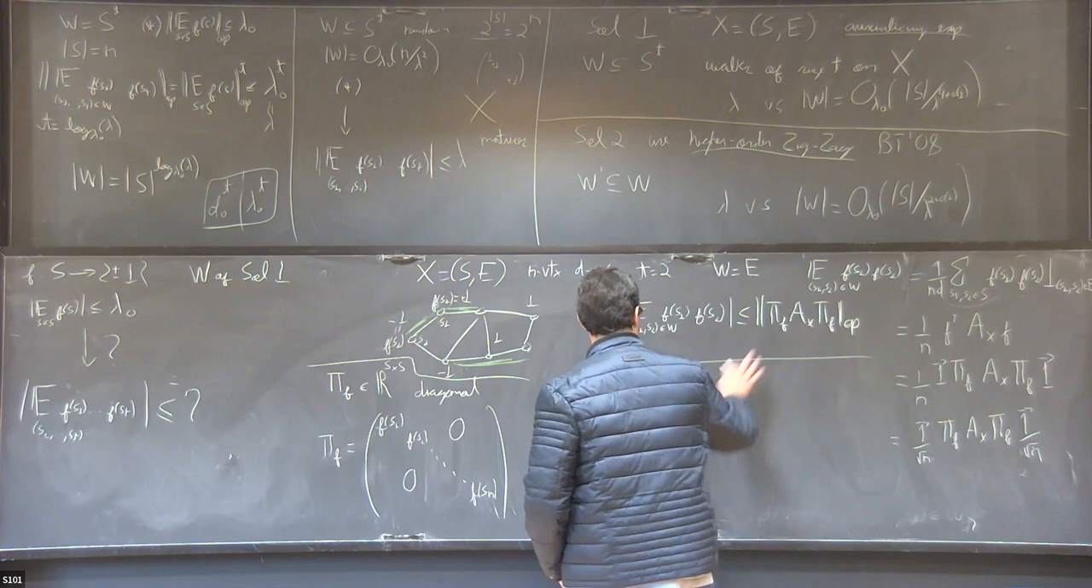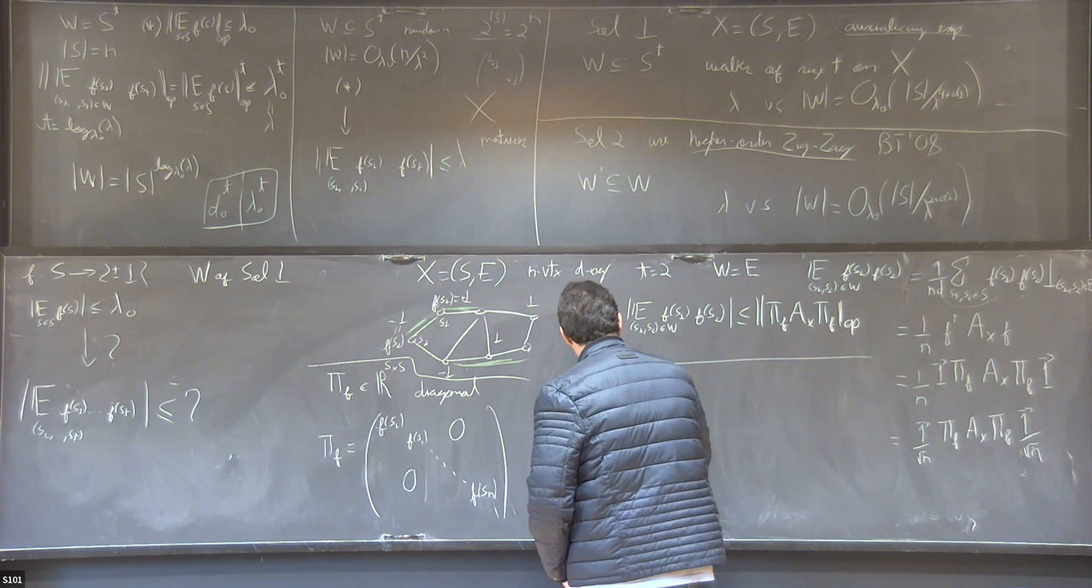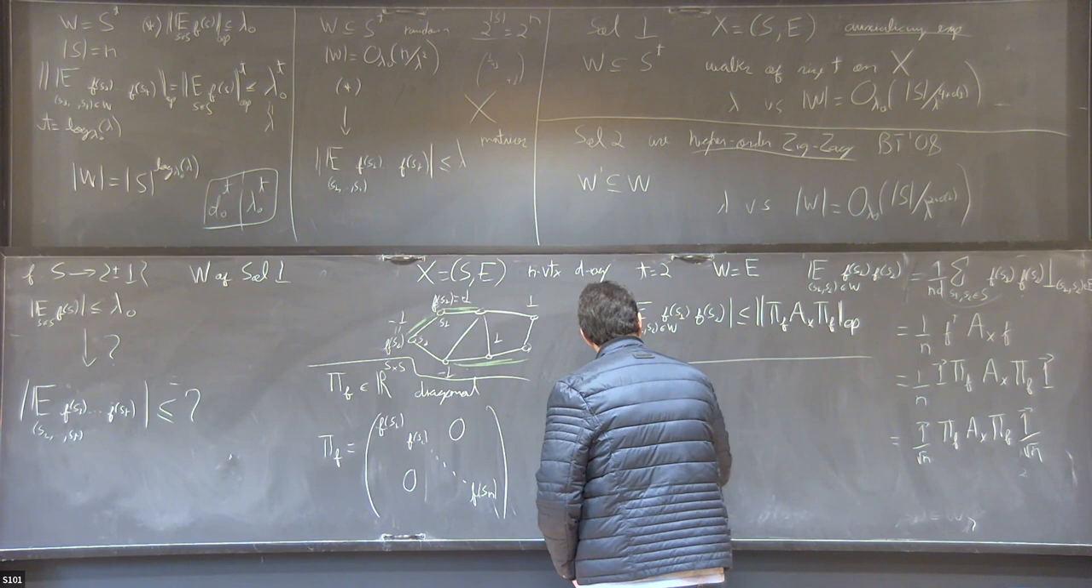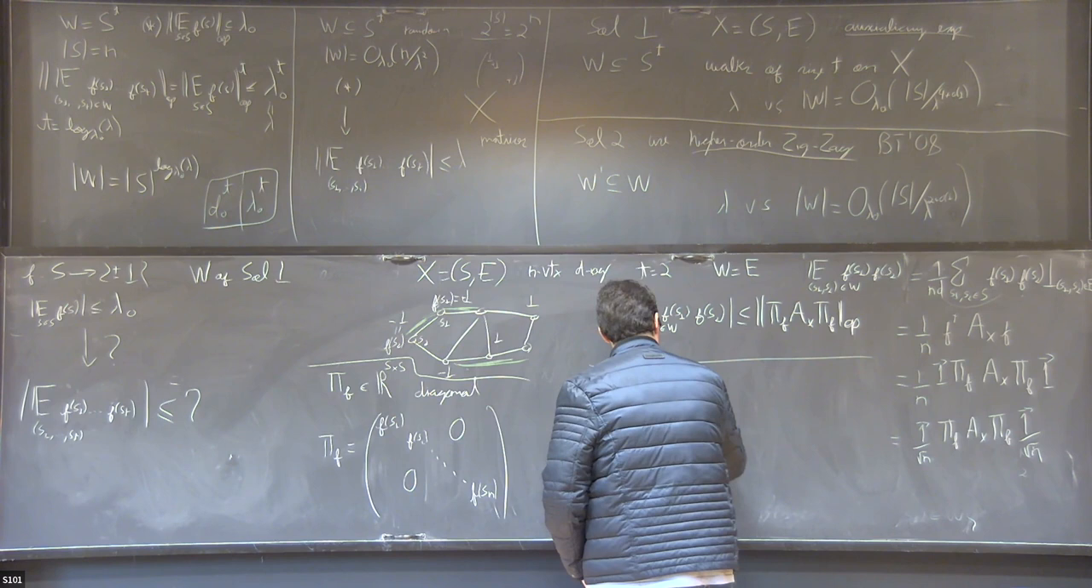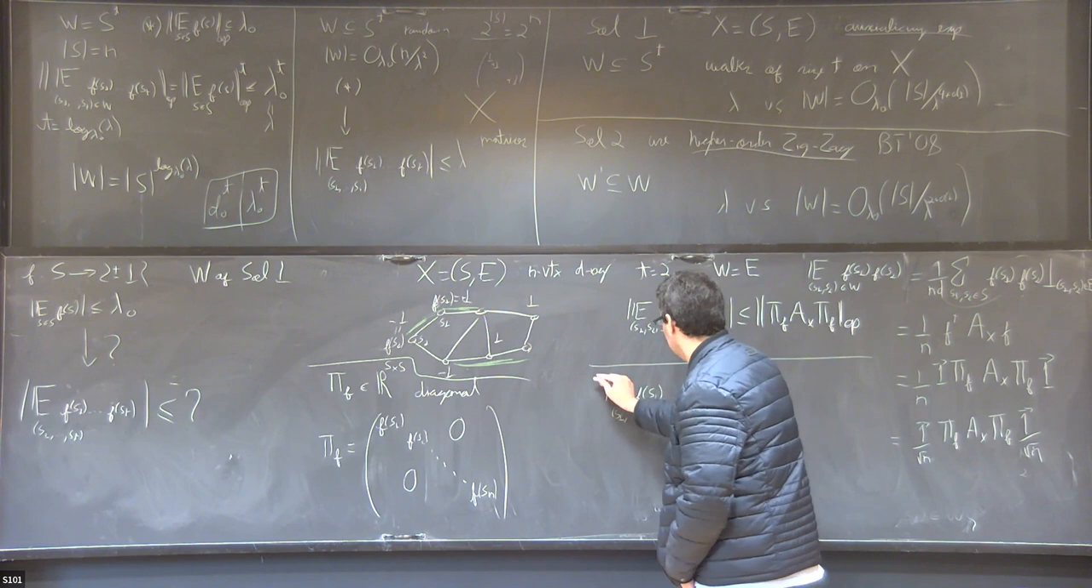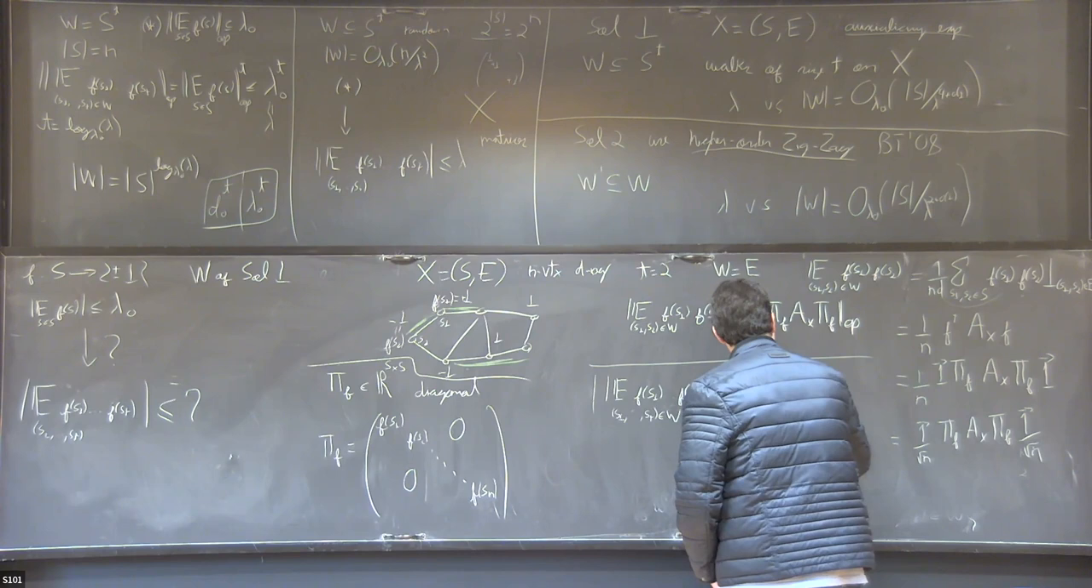So we have another expression for this. And what can be shown is that if you have now larger walks, all the way to S_t, belonging to W, it's going to admit a similar operator expression like this. But now here you're going to have some repetitions. So we have pi F, and then you have the A X, pi F.